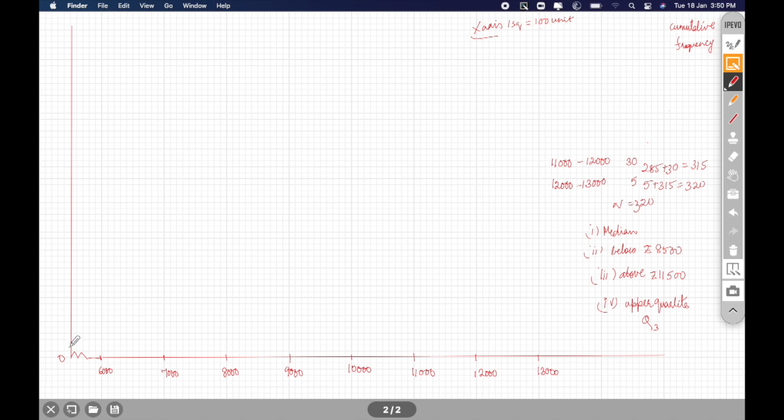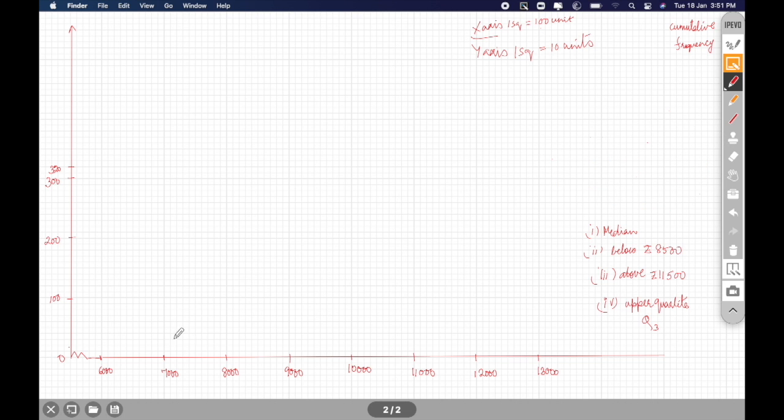Okay, this is 10, 20, 30. So this will be the position of 100. This is 200. This is 300. You can see the total frequency is 320. The value of n is 320. So the position of 320 also has to be marked here. I've shown it here. So the scale on the y-axis is 1 square equal to 10 units. Okay. Now let us plot.